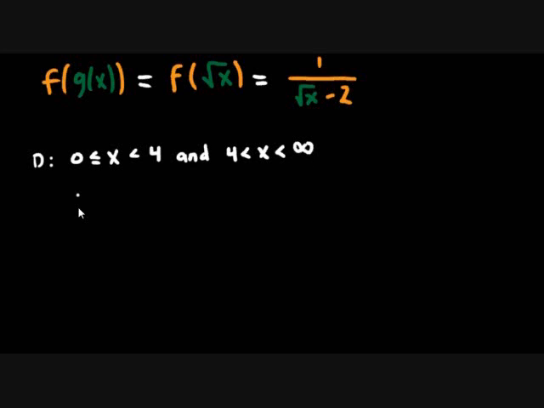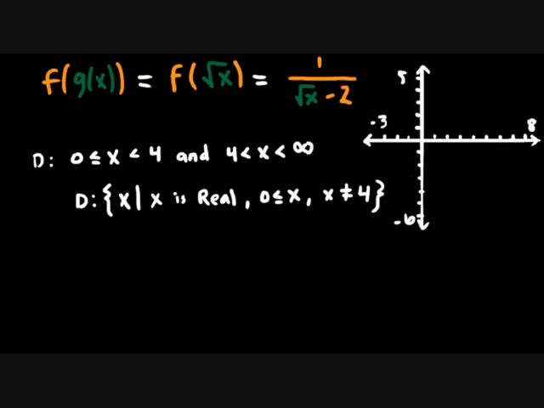So we have to say x is greater than or equal to 0 and less than 4, and then it's greater than 4 and less than infinity. So it goes on forever and ever. It just can't be 4, and it can't be negative. So that will be the domain of our f of g of x. And if we look, it is partially related to the domains of f and g, because g can't be negative, and then f has that one value that makes the denominator 0. So f of g of x is similar in both of those ways.